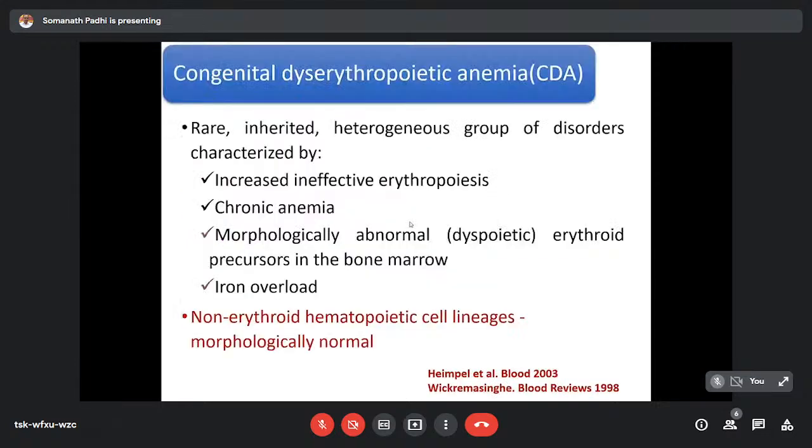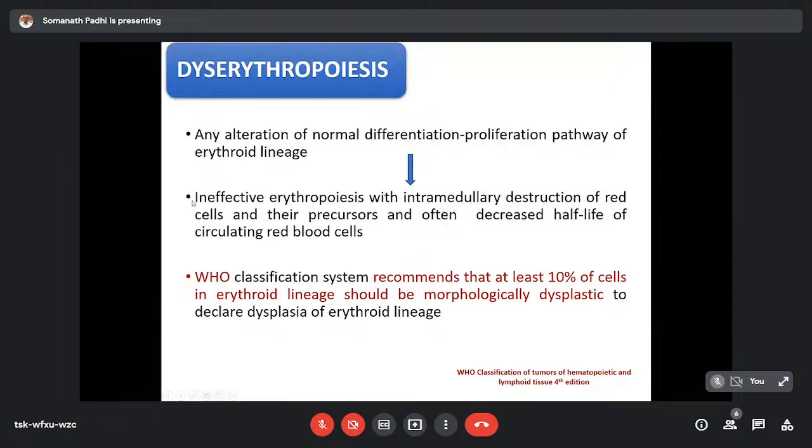Erythropoiesis. What does this word ineffective erythropoiesis mean? That means there is increased erythroid production, increased erythroid maturation, but all these erythroid precursors face a premature death inside the bone marrow because of increased apoptosis, before the mature forms are released into the peripheral blood. So ineffective erythropoiesis with intramedullary destruction of the red cell precursors and often decreased half-life of the circulating red blood cells gives rise to the anemia.